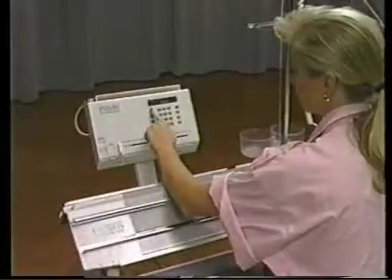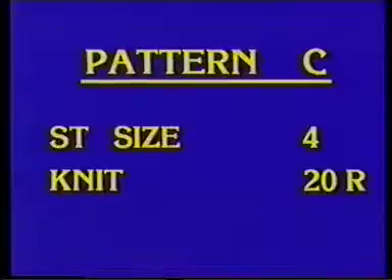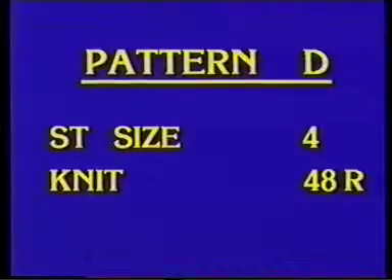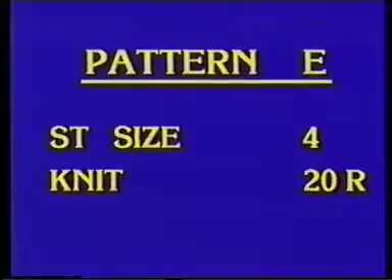Press ABC. For pattern C, the needle beds remain the same. The stitch size remains set to 4. Knit 20 rows when ready. For pattern D, the needle beds remain the same. The stitch size remains set to 4. Knit 48 rows when ready. For pattern E, the needle beds remain the same. The stitch size remains set to 4. Knit 20 rows when ready. When pattern E is complete, return to the videotape.